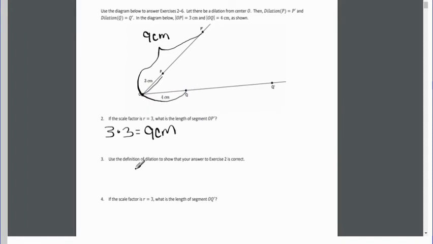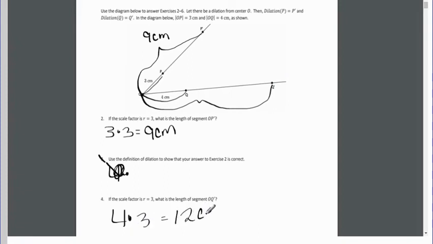Now they're saying, okay, we're going to look at O to Q, which is 4 centimeters already. We want to take it times the scale factor of 3. This is actually number 4. I wrote it on number 3, so if you want to write this on number 4, you can. We'll skip number 3. If the scale factor is 3, what is the segment of O to Q prime? We want to know how long it is from that point to this point. Well, what is 4 times 3? 12 centimeters. So it is going to be 12 centimeters to get from that one point O to Q prime.